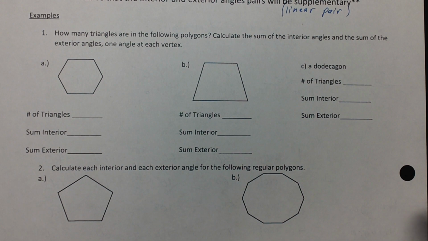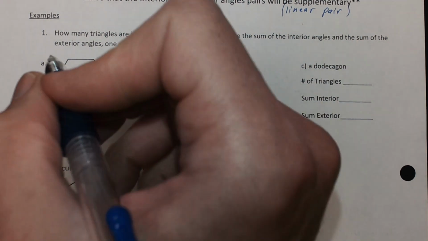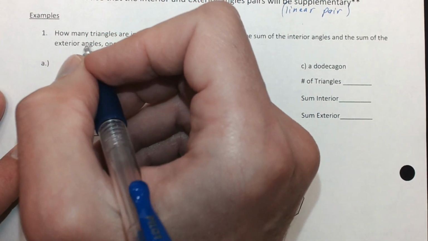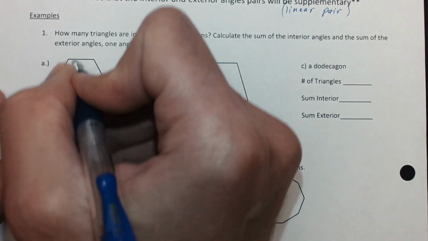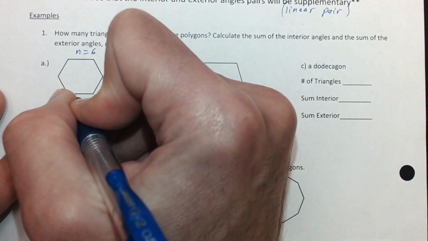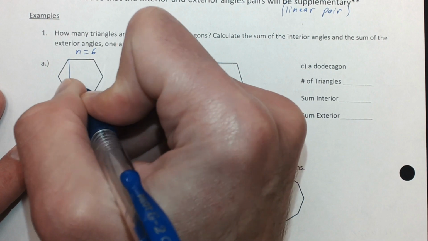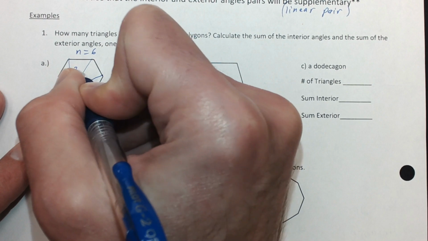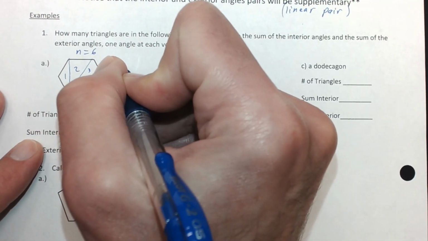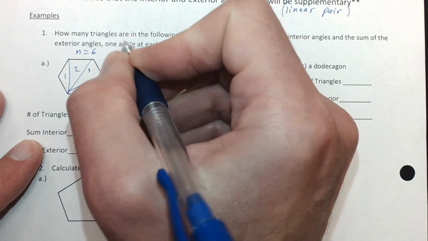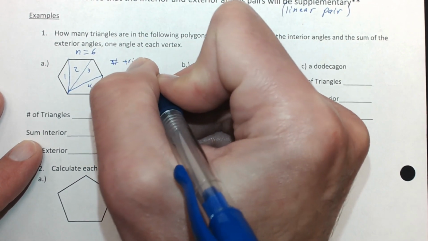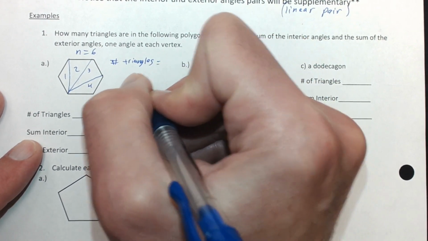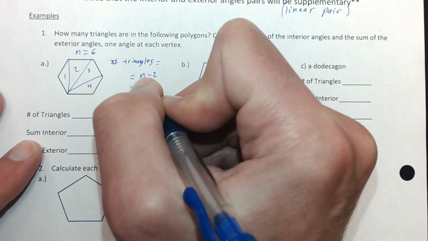Okay, so let's go through a couple more examples where you have figures provided. How many triangles are in these polygons? Well, first of all, what's the number of sides? N is equal to 6, right? We would expect it to be n minus 2 or 4. Do we get 4? So the number of triangles is equal to n minus 2, which in this case is 6 minus 2.